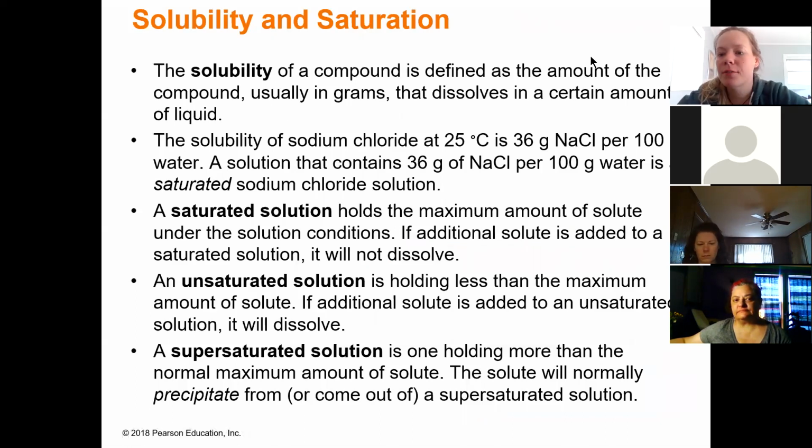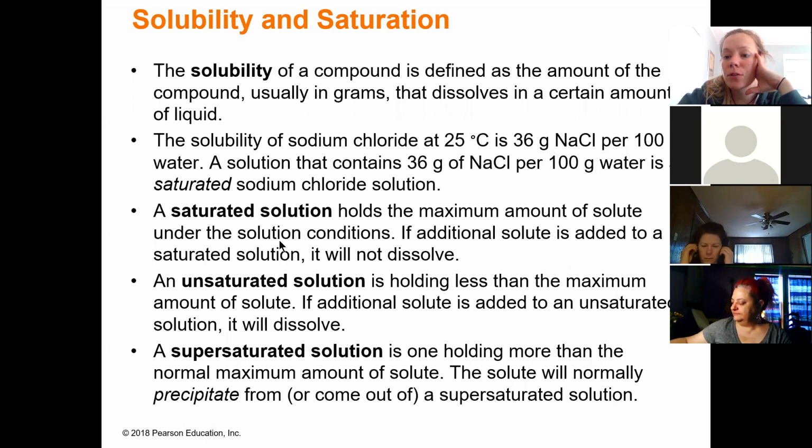All these different solids have a certain solubility. And the solubility is defined as the amount of the compound, usually in grams, that can dissolve in a specific amount of the liquid. So for instance, sodium chloride, and this is temperature dependent. Sodium chloride at 25 degrees Celsius, about 36 grams of sodium chloride can dissolve in 100 grams of water.